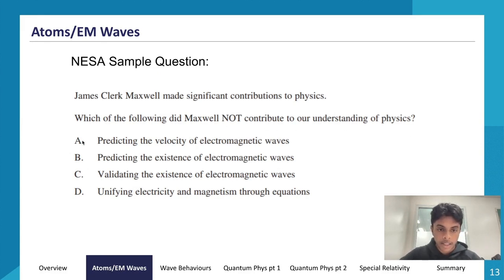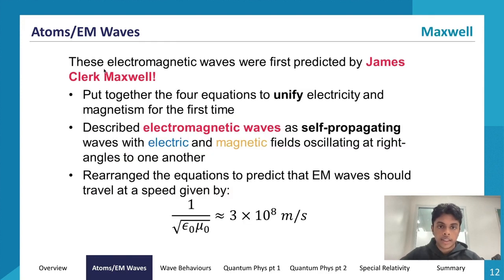Question B now. Did he predict the existence of electromagnetic waves? Let's go back. These electromagnetic waves were first predicted by James Maxwell. So he was the first to predict the existence of electromagnetic waves.